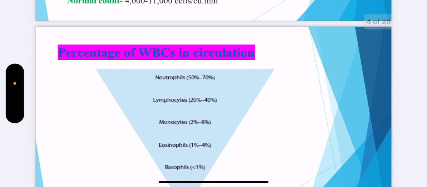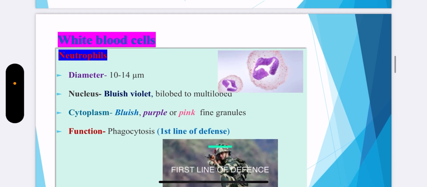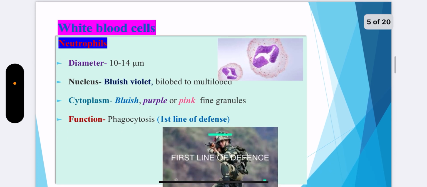About the percentage of WBCs in the circulation, around 50 to 70% are neutrophils, followed by lymphocytes 20 to 40%, monocytes 2 to 8%, eosinophils 1 to 4%, and basophils less than 1%. We will discuss the characteristic features of white blood cells one by one. First, we will talk about neutrophils.